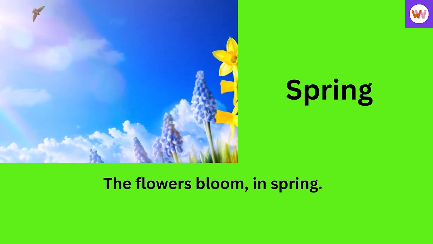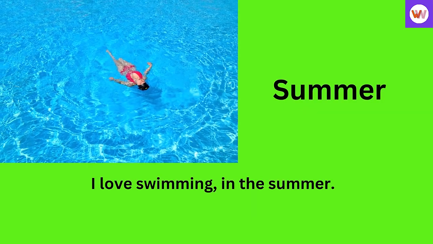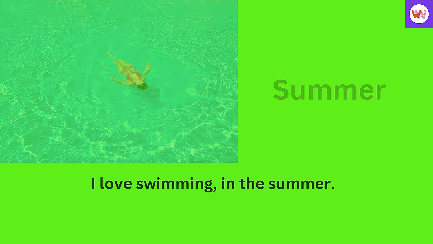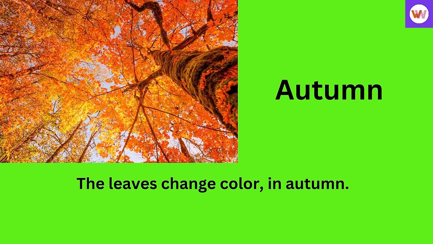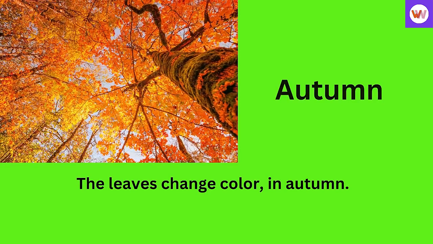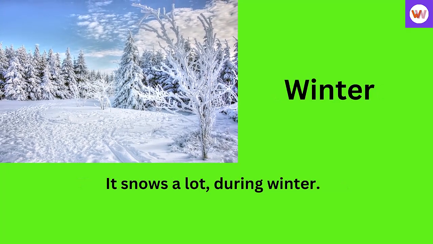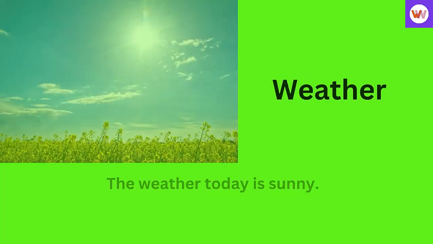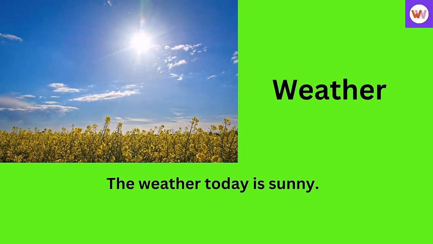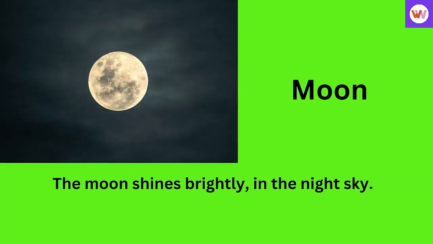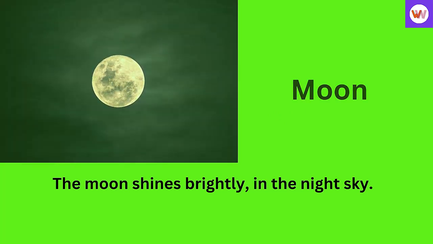Spring. The flowers bloom in spring. Summer. I love swimming in the summer. Autumn. The leaves change color in autumn. Winter. It snows a lot during winter. Weather. The weather today is sunny. Moon. The moon shines brightly in the night sky.